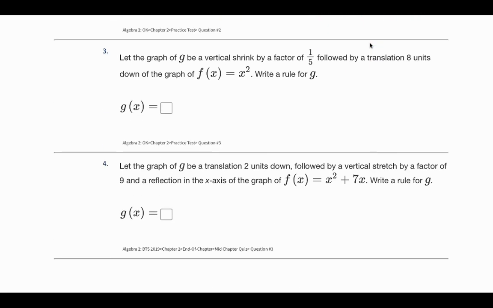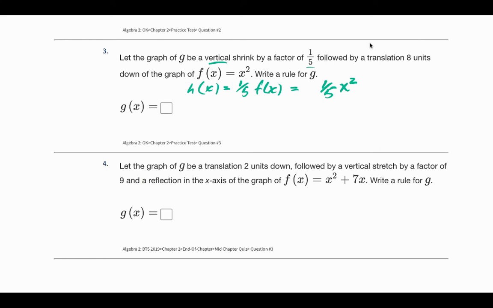Okay, number 3, let the graph of g be a vertical shrink by a factor of 1/5, followed by a translation 8 units down of the graph of f of x is equal to x squared. Write a rule for g. As I keep telling you, your book likes to start with an h of x when we have more than one. Since it's vertical, we know it's going to be on the outside. So we're going to say it's 1/5 of our function, which is f of x. That tells us we're going to have 1/5, and our function is x squared.